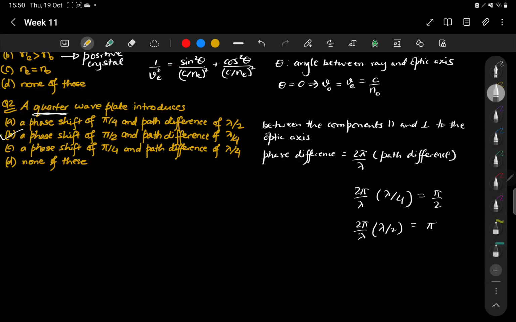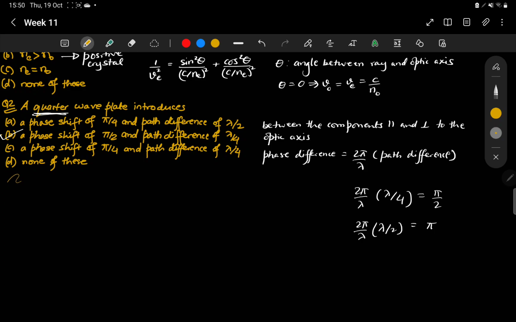Okay, so let us move on to the next question. The next question is on half wave plate. Similar question. The purpose of a half wave plate. So a half wave plate introduces... 4 options again.